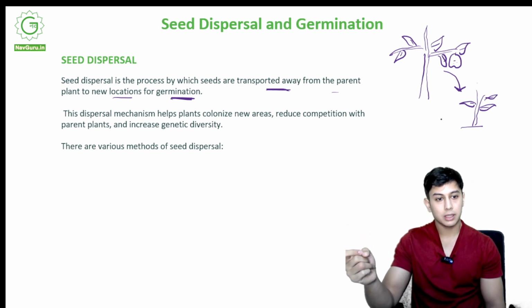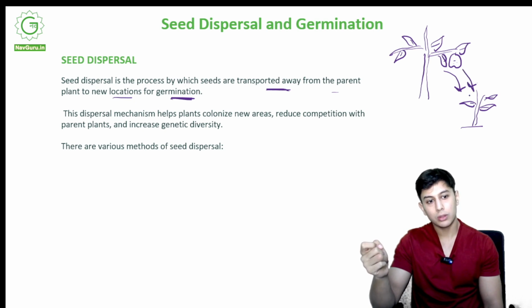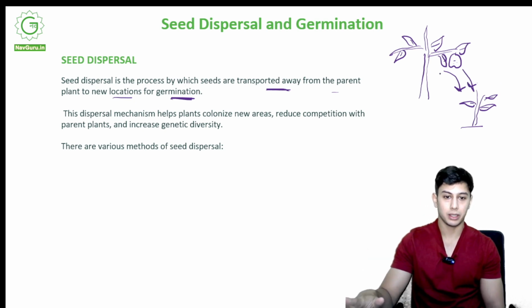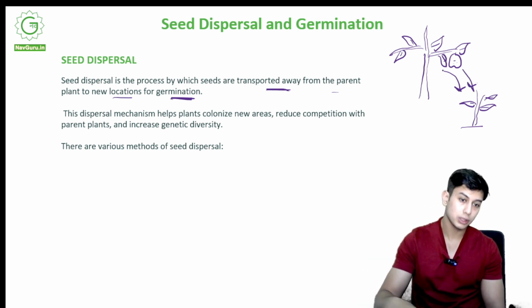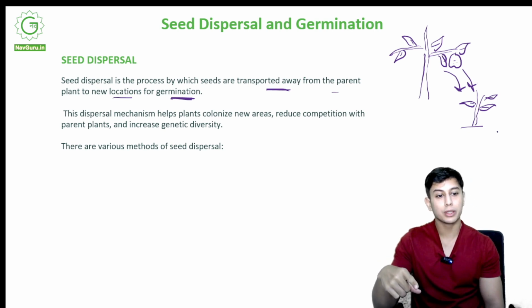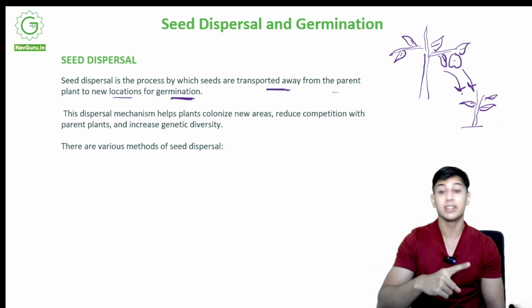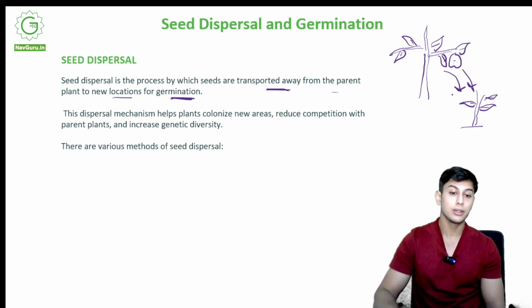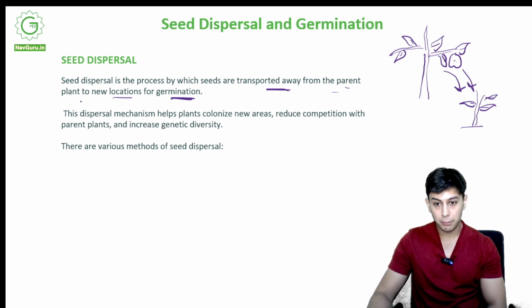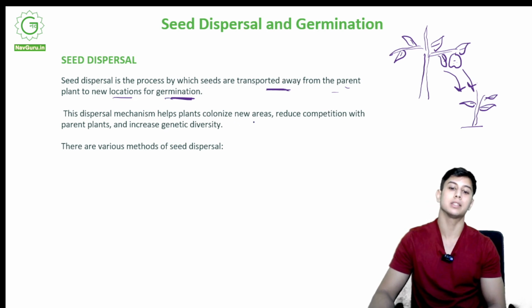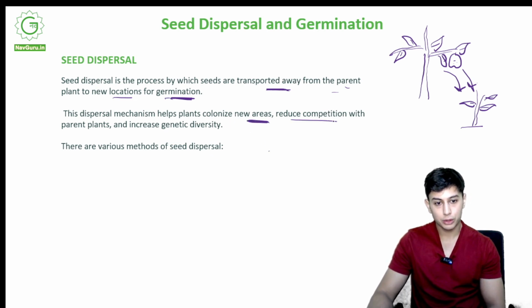Seed dispersal is the process by which this seed will grow away from the parent plant. Okay, it is the process by which this will be transported somewhere else. The seed will go somewhere else. The dispersal mechanism helps plants colonize new areas, reduce competition with parent plants, and increase genetic diversity.